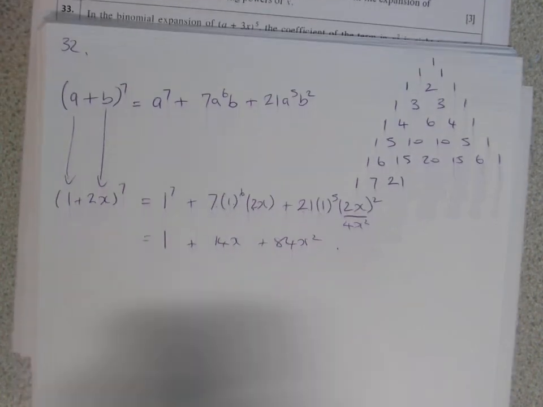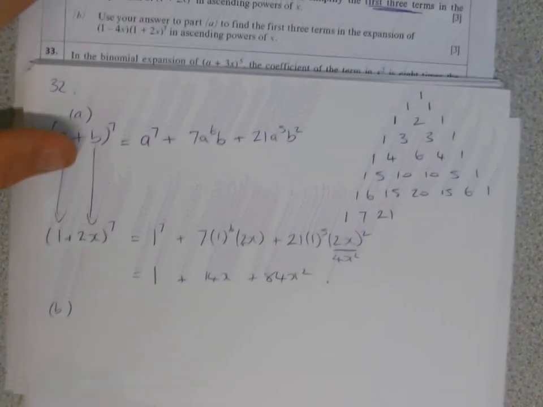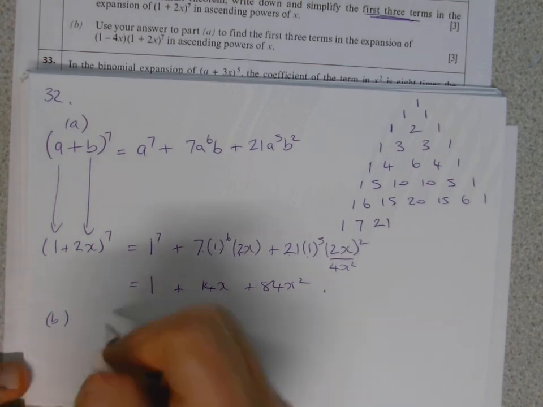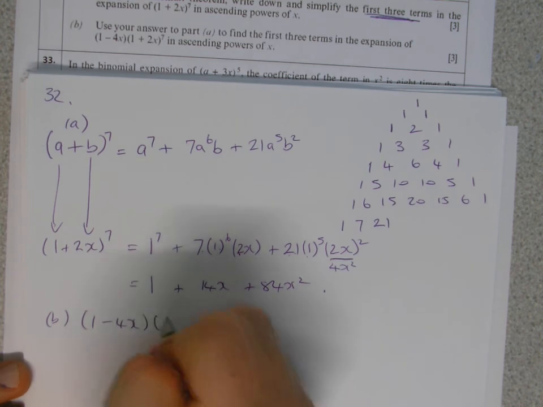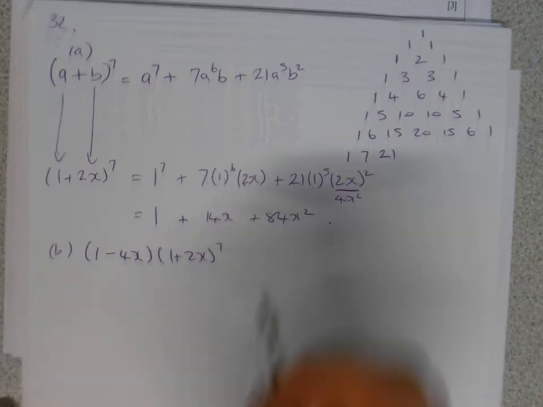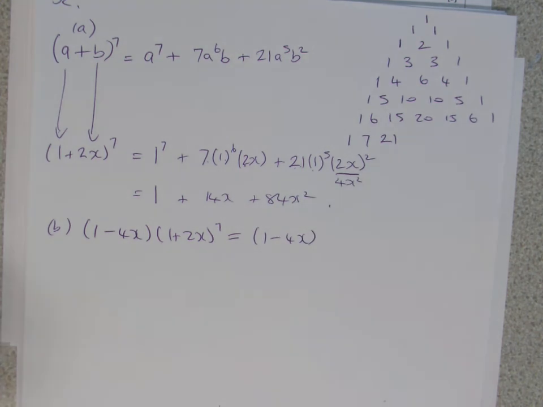Okay? And you've done part A. Part B, using your answer to part A, find the first three terms in the expansion of this. Okay, so we want the first three terms here. Now, 1 minus 4x, the power to that bracket, of course, there's nothing there, so the power is 1, right? Which means it's already been fully expanded, okay? There's nothing more to expand on that because it is power 1.